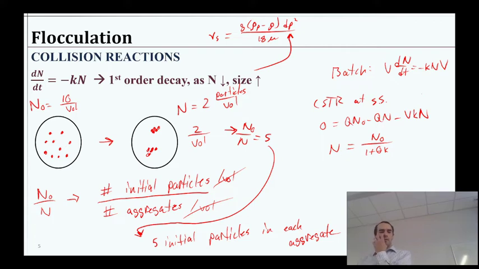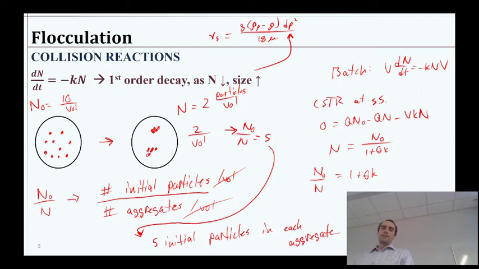Or excuse me, divide both sides by n. We could get n naught over n equals 1 plus theta k. So we know something about theta. We probably are given something about our initial particles. Then we can find something about the final if we know something about k. Right? We probably have reactor conditions that tell us theta.